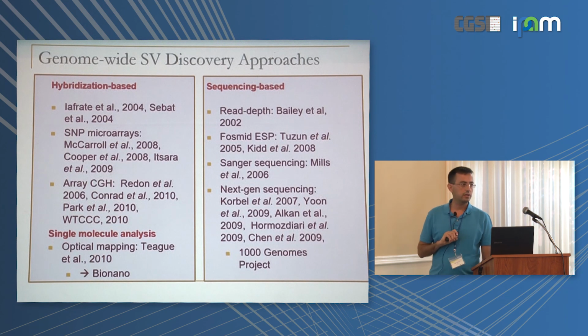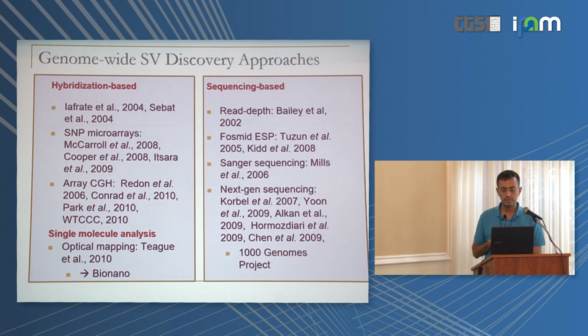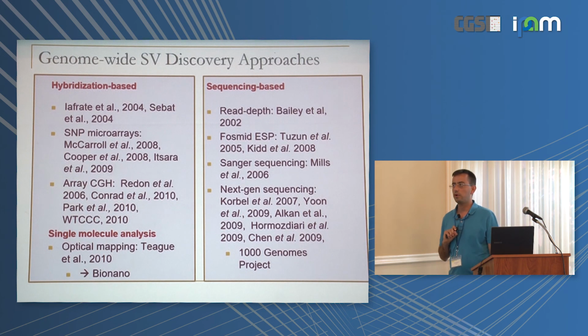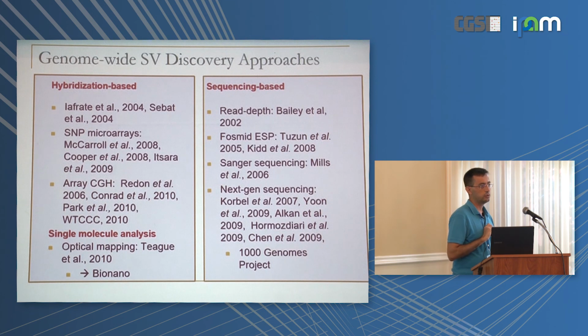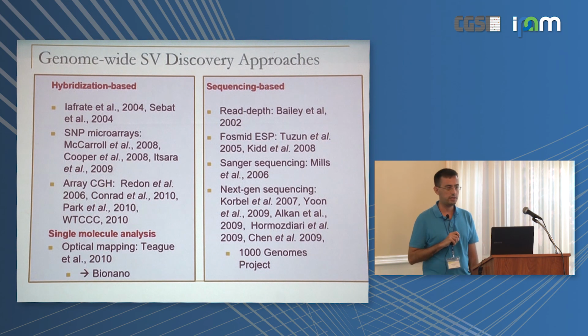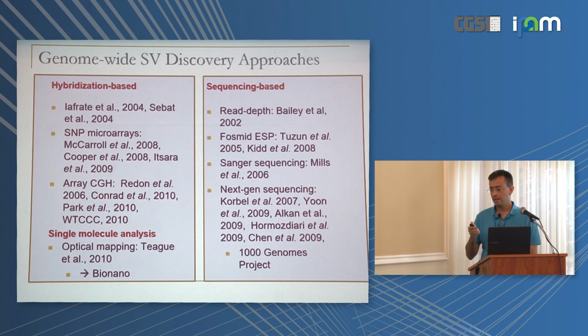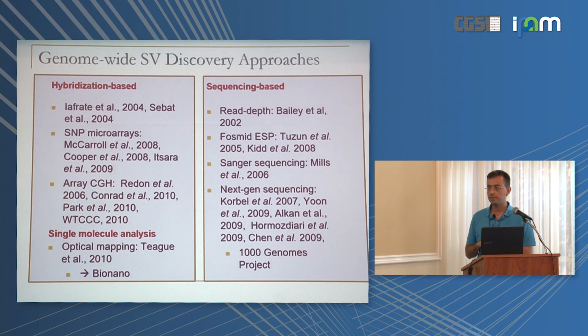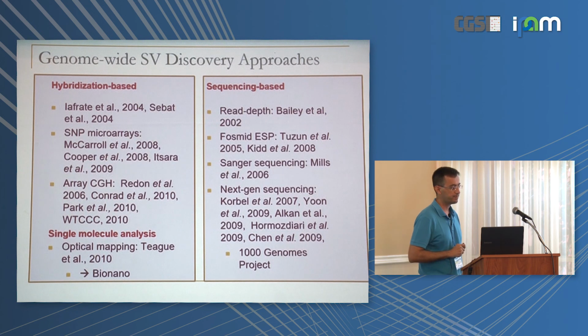So again, historical lesson here. The old work was based on hybridization methods. Back in 2004, I believe this was the first CNV paper. They used BAC arrays to find some large deletions. And then in 2008, SNP microarrays were used, and then array CGH technology was used. And another method called optical mapping was also developed in 2010. These are all wet lab-based methods, basically.